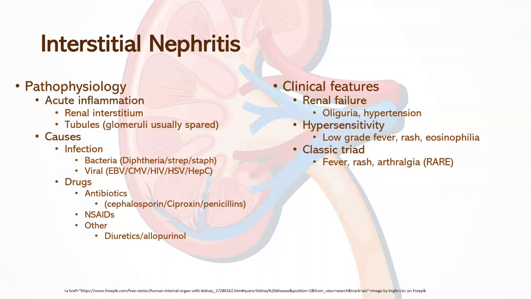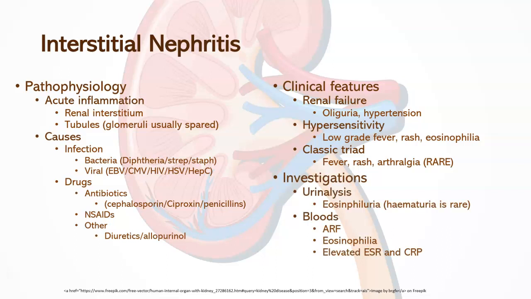The classic triad that was used to describe interstitial nephritis originally, which is fever, rash, and arthralgia, is quite rare. Only 5% of patients have all these conditions. However, most patients have at least one of these three clinical features.